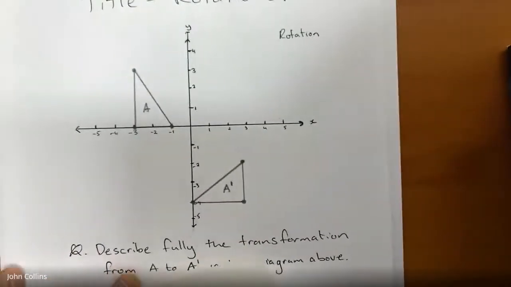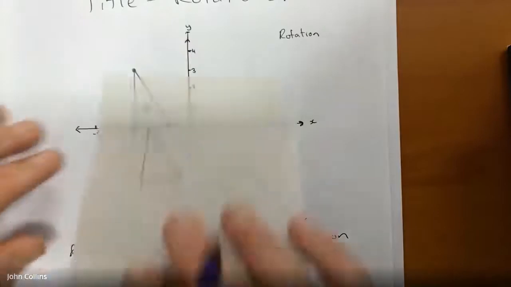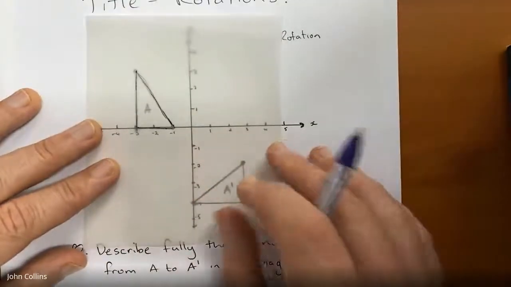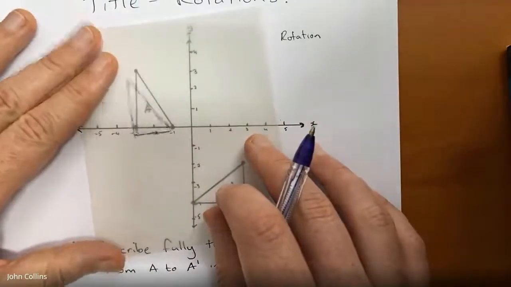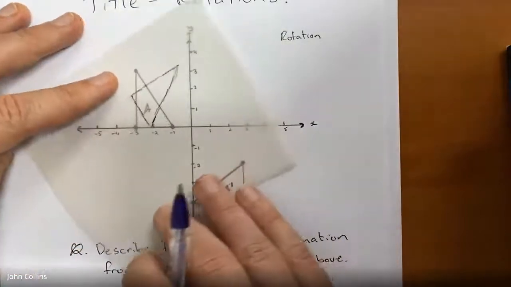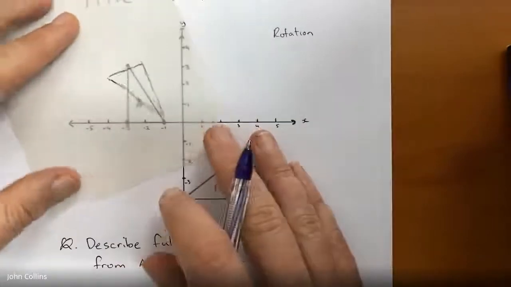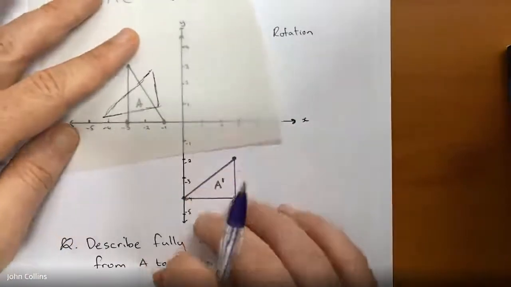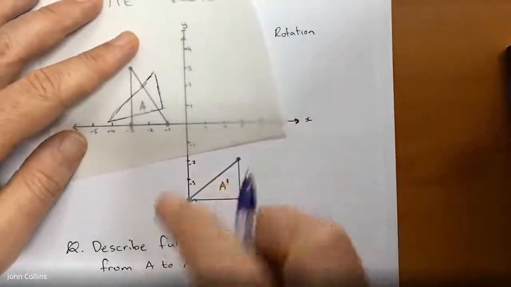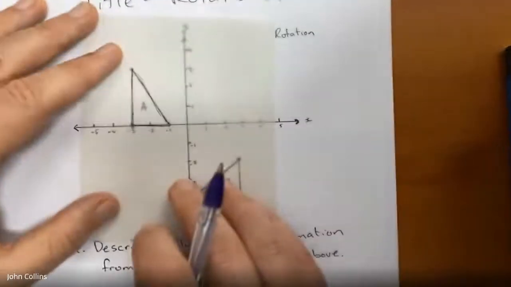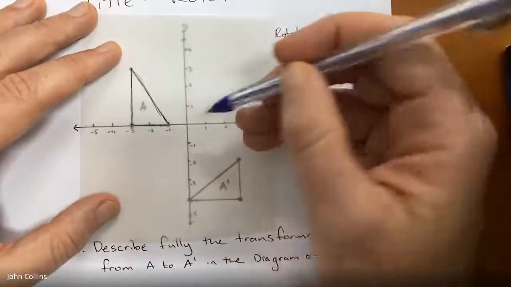Okay. So I'm figuring out that if I spin it on the spot, that's no good to me. It has to spin to down here. So it must be something is spinning it. It's spinning around a point.